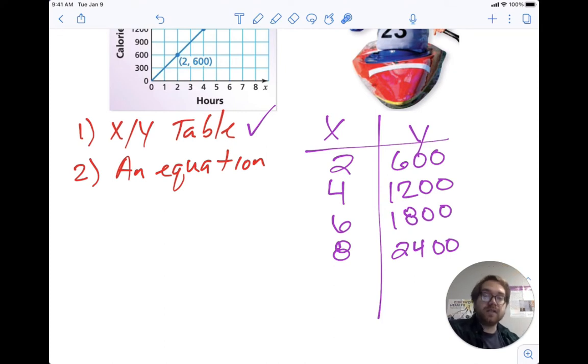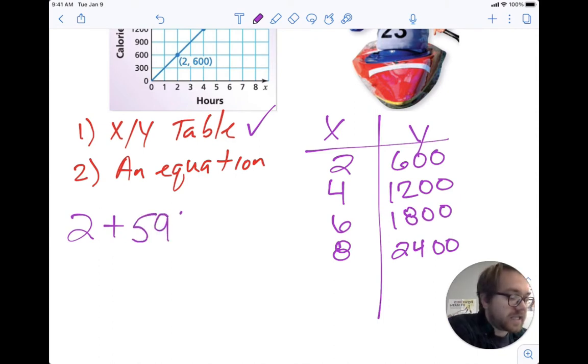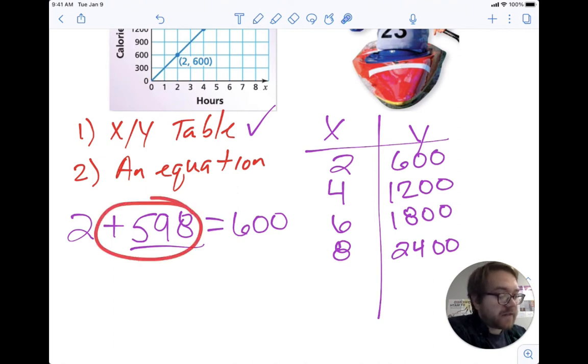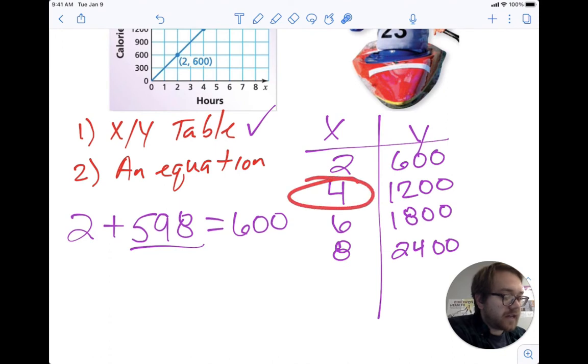Well, we can actually use the same skills and processes that we've done before. So let's start just with adding. How do we go from 2 to 600? 2 plus what is going to get me to 600? Now it may take you a second to think about that, but it's 598, right? Because 2 plus 598 is equal to 600. You could also think about it as 600 minus 2 is 598, and so that would tell you what this number is. But if you remember, if we're going to add 598 to 2, we also have to add it to 4 and see if that gets us to 1200.